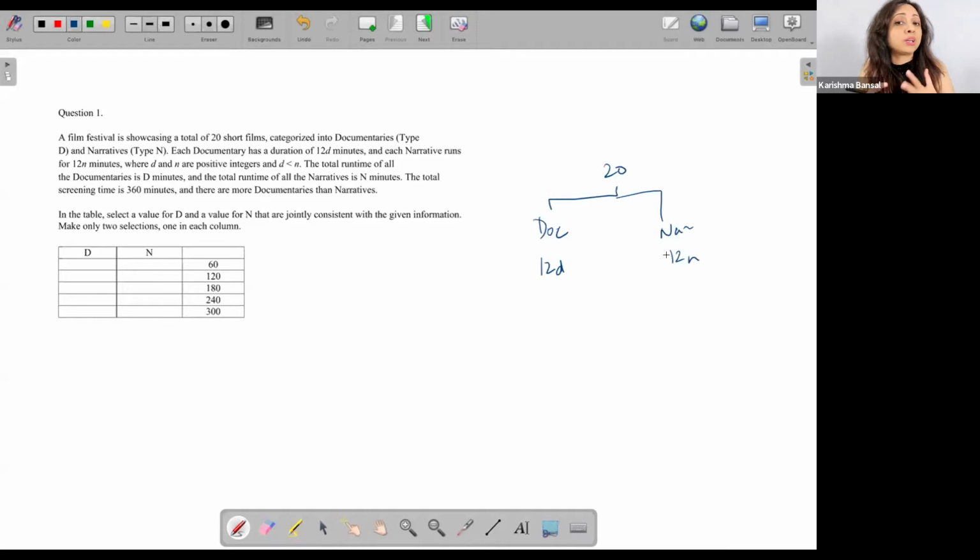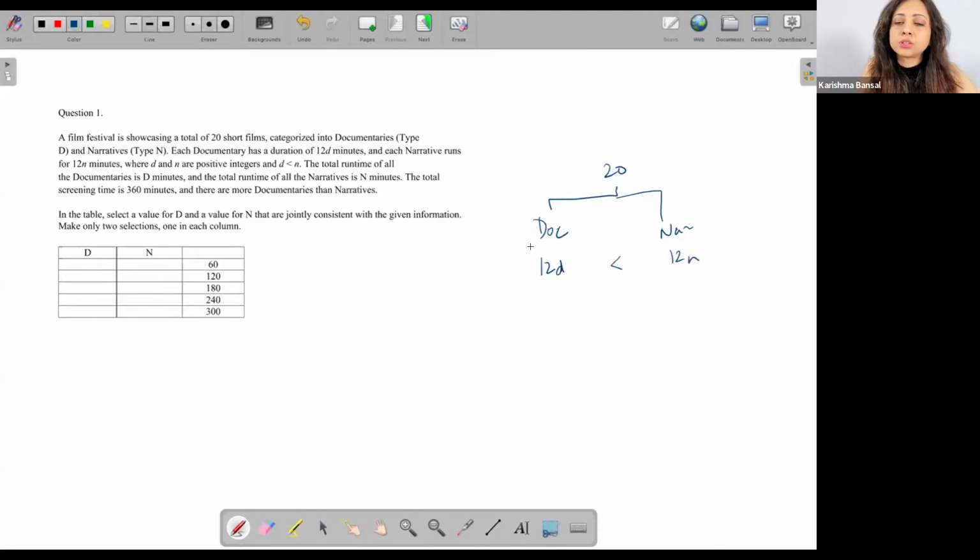Now, I have no idea what D and N are, yeah? But I know that D and N are positive integers and D is less than N. So I know that D is less than N, which means 12D, of course, is also less than 12N. I'm going to write it like this so that I don't forget that this data is given to me, yeah? Now I know D and N are positive integers.